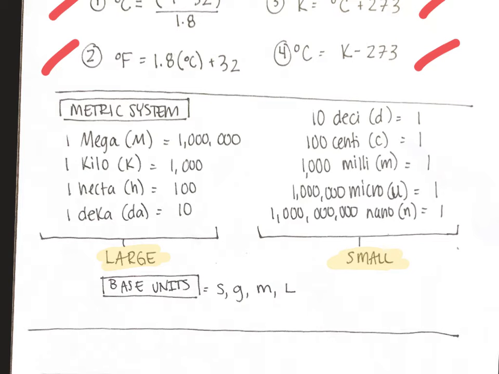I also included your base units down here at the bottom. Okay, so we've got 4 base units we talked about. Seconds is the base unit for time. Grams is the base unit for mass. Meters is the base unit for length, and then liters, which is a capital L, is the base unit for volume, okay? So that is the metric system, so make sure you can convert between these. I'll do a couple examples here in just a second.